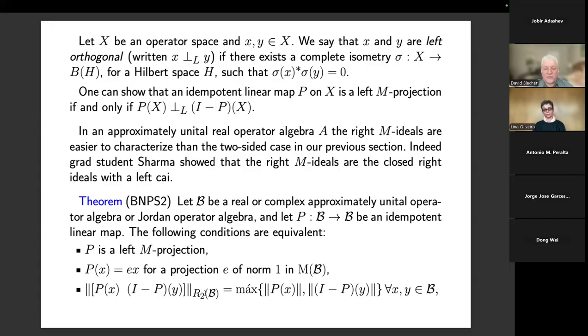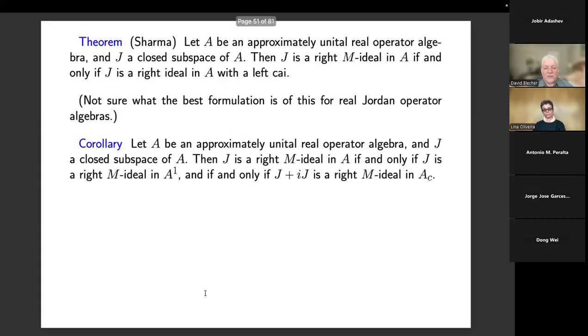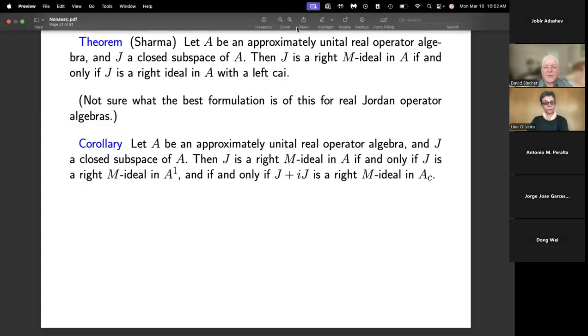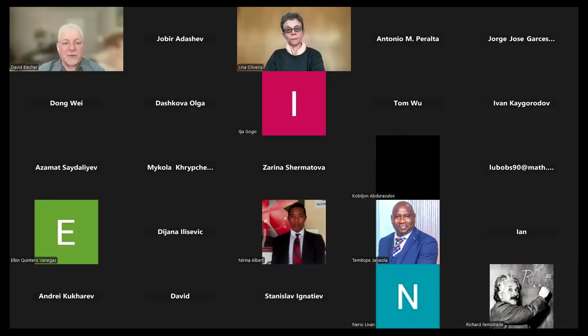R2 stands for the rows, and of course from this you can characterize the right M ideals in an algebra as just being the right ideals with a left contractive approximate identity. And I think this may be a good place to stop. So I will stop sharing.